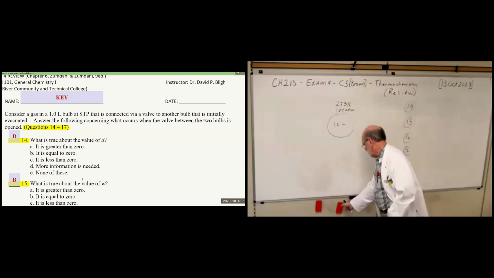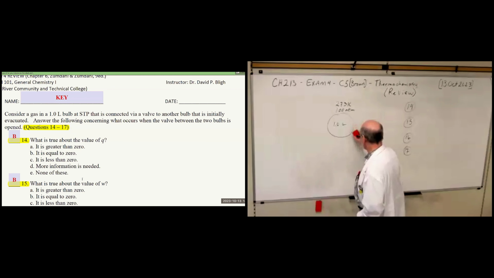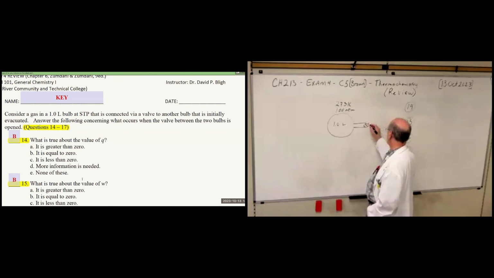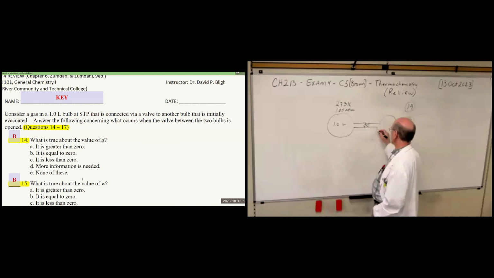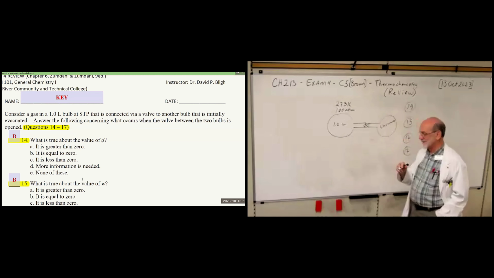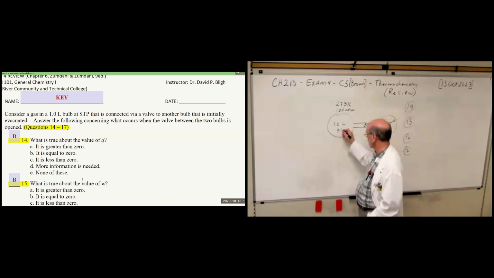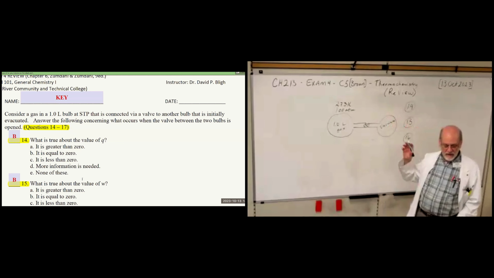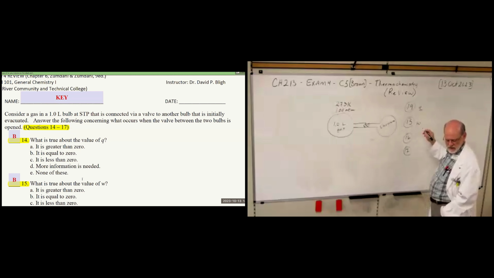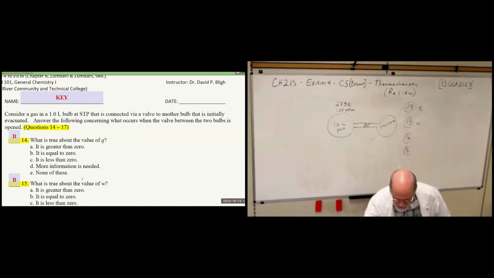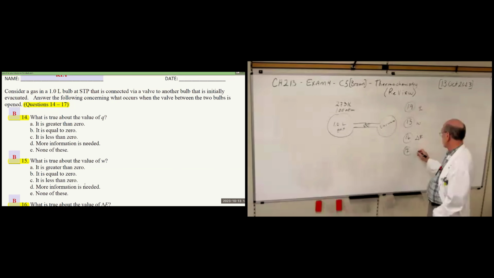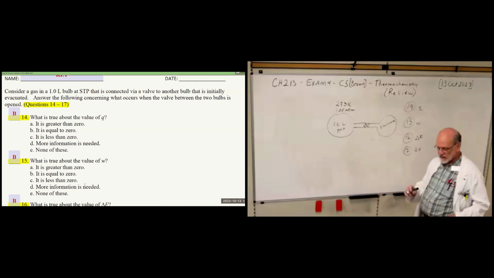This bulb is connected to another bulb with a valve. It doesn't tell us how big this bulb is, but this one's a vacuum. Okay. All right, now we need to say something about Q, W, which comes next? Internal energy and enthalpy. Internal energy change, enthalpy change.